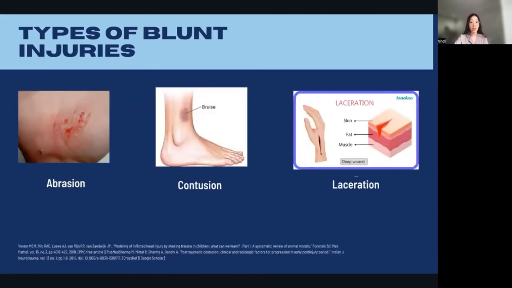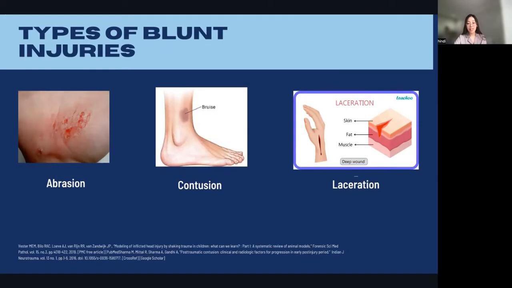Types of blunt injuries, the first one is abrasions, an injury to the surface of the skin in which the superficial layers of the skin are removed by frictions against a rough surface. The second one is contusions, capillary damage under the skin without causing significant skin damage, so that the blood will come out of the blood vessels and gather in the interstitial tissues.